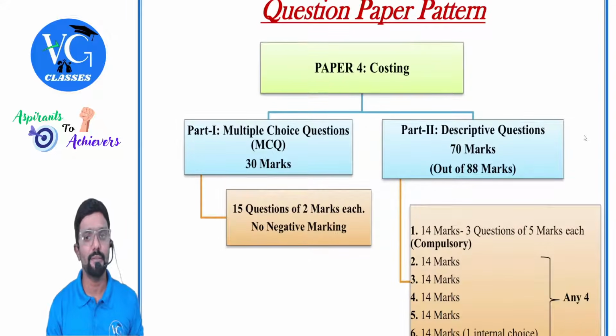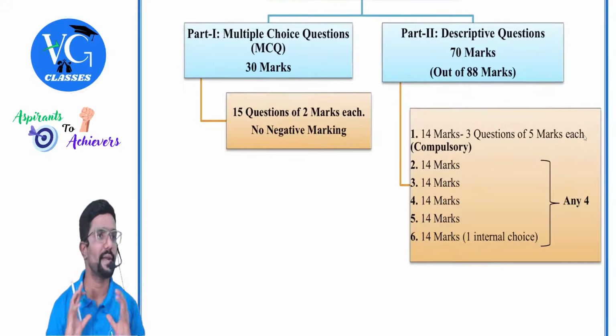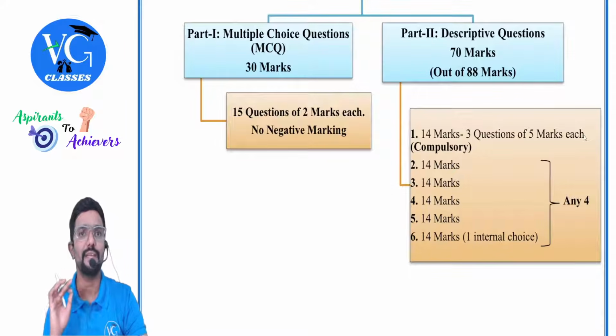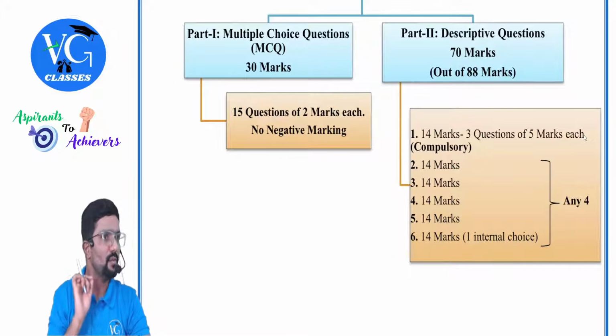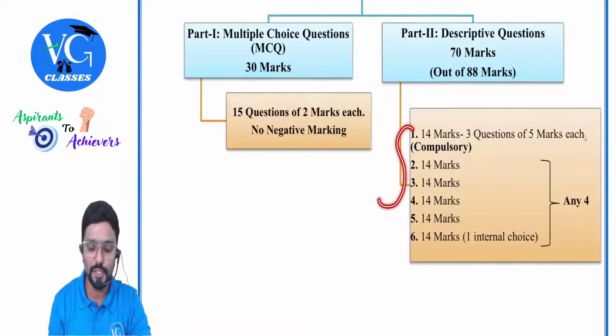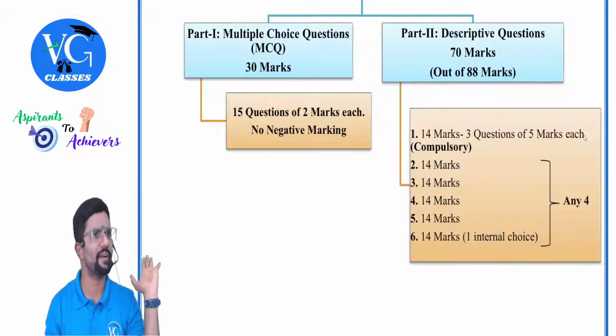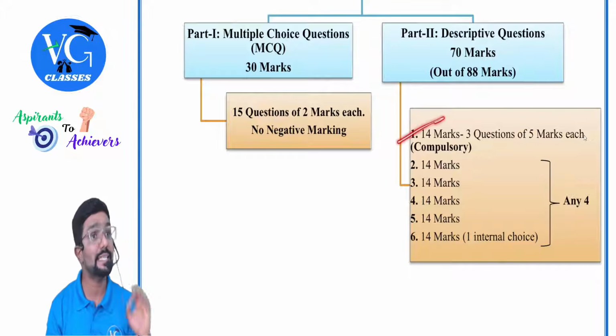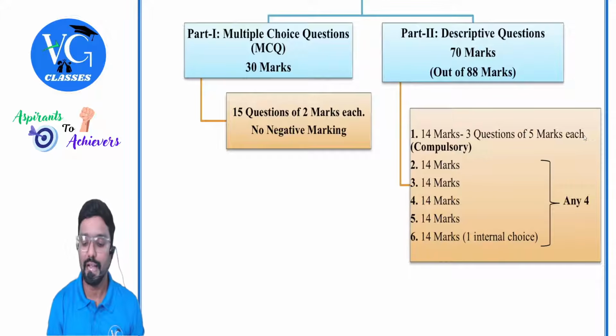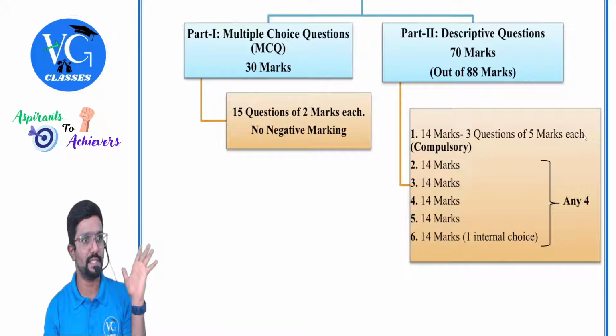Yes, sir. Then coming to the descriptive type, this is very important. In the descriptive type, you have to answer for 70 marks, but there will be one choice. Totally 6 questions would be there. The first question is compulsory, and all 6 questions are for 14 marks each. The first question is the compulsory question, which will have 3 questions of 5 marks each.